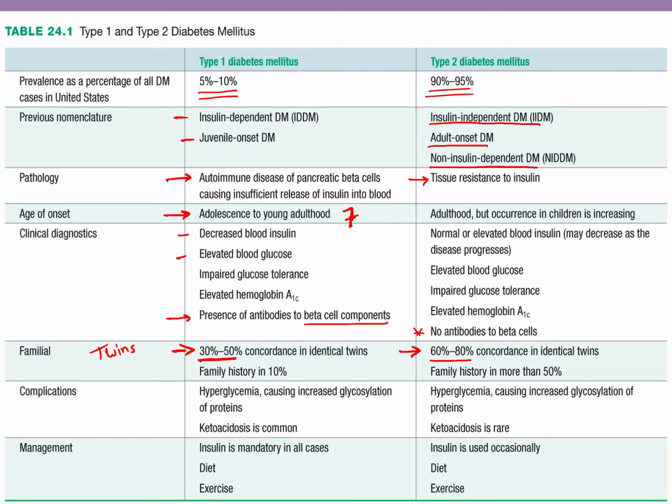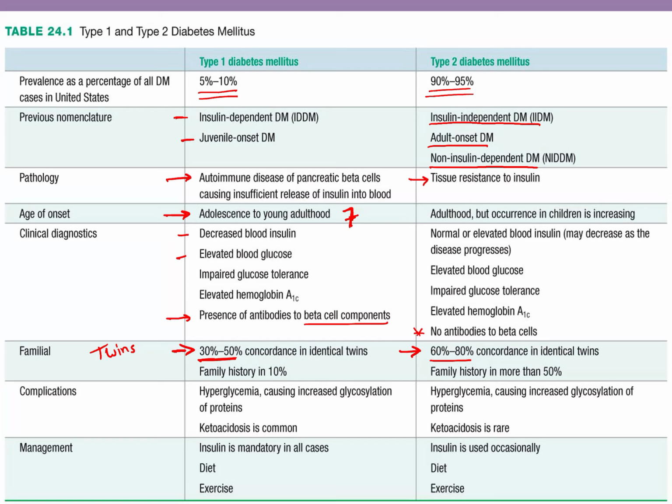So it's a little bit more complicated than type 1, because in type 1, if you don't make insulin, then you can treat that person with insulin. But type 2 diabetes is more complicated. You do make insulin. You're just not responding to it.